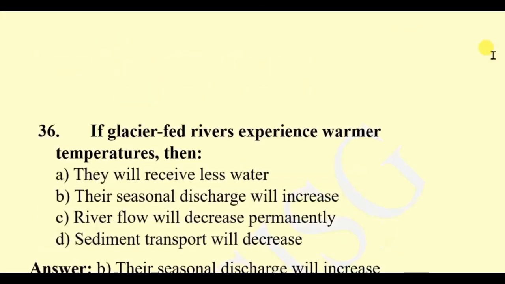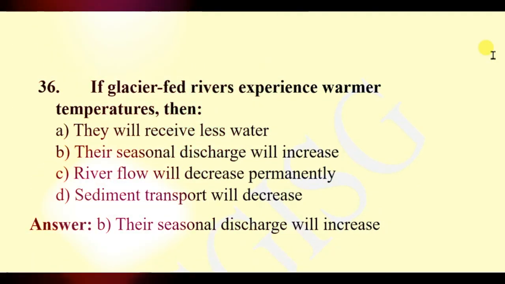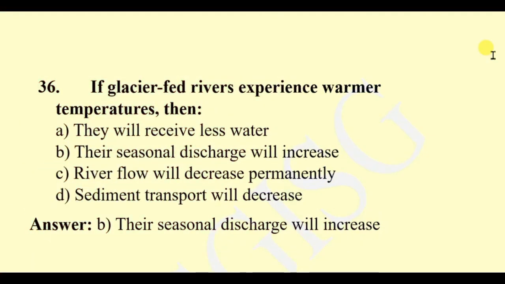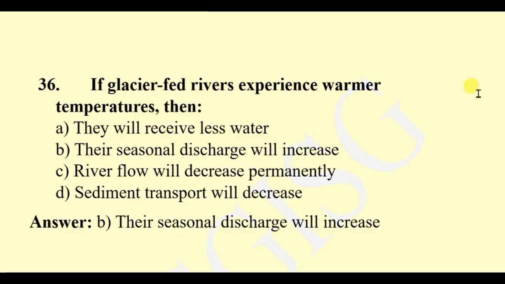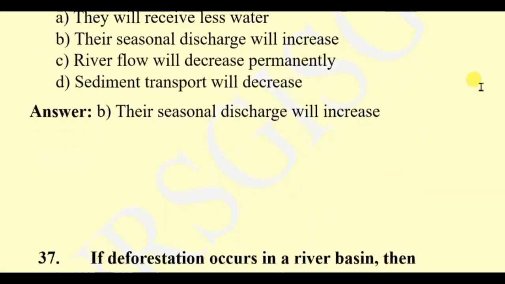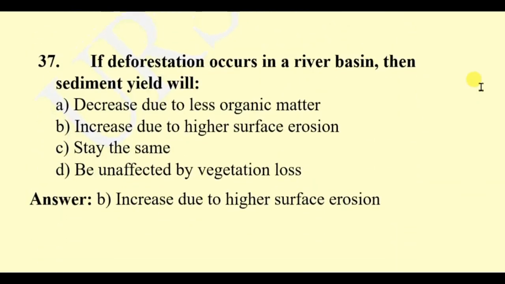Climate change and river systems. Question 36. If glacier-fed rivers experience warmer temperature, then they will receive less water, their seasonal discharge will increase, river flow will decrease permanently, sediment transport will decrease. So the right answer will be their seasonal discharge will increase due to melting of ice.